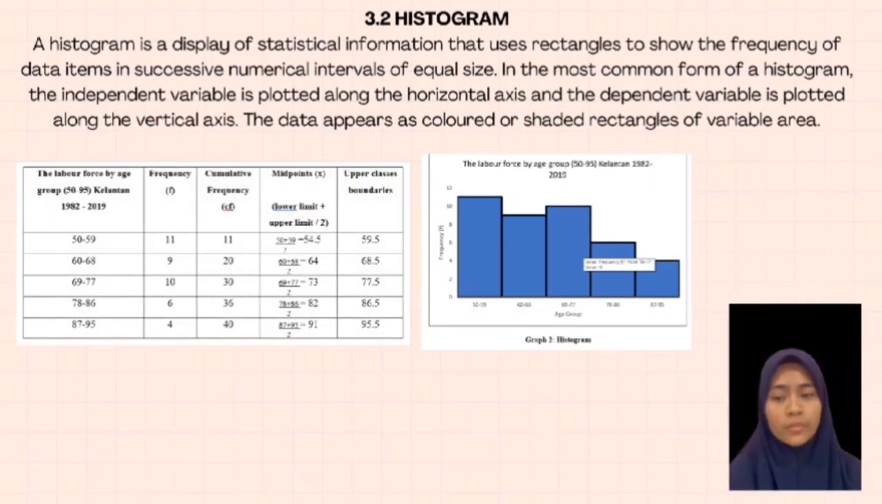3.2 is histogram. For example, the first class, the cumulative frequency is 11, while midpoint is 54.5. The second class, the cumulative frequency is 20, while midpoint is 64. The third class, the cumulative frequency is 30, while the midpoint is 73. The fourth class, the cumulative frequency is 36, while midpoint is 82. The fifth class, the cumulative frequency is 40, while midpoint is 91.